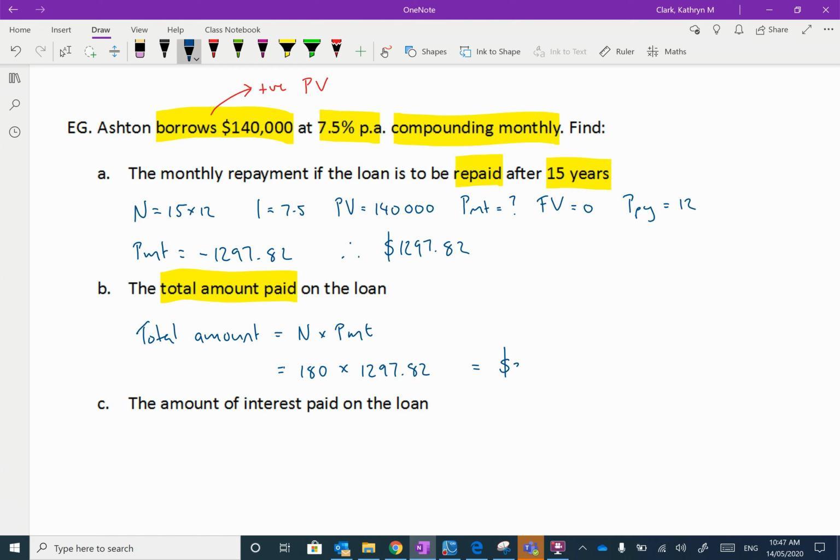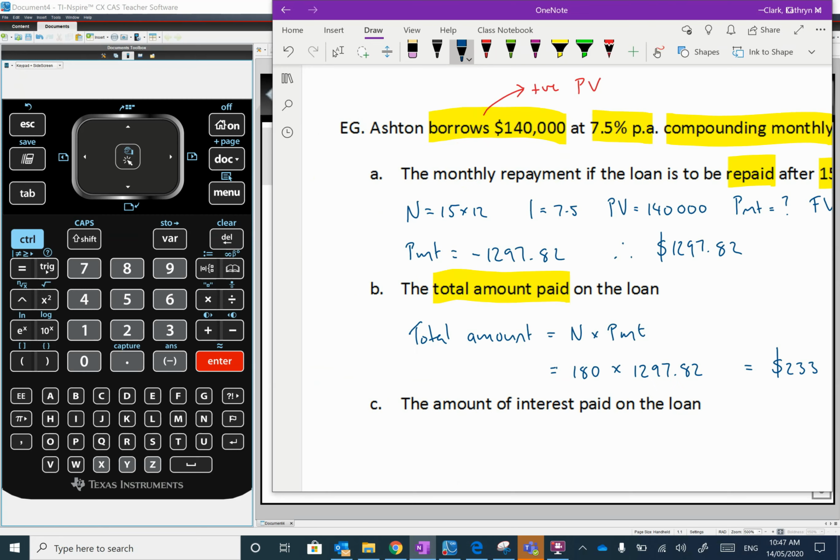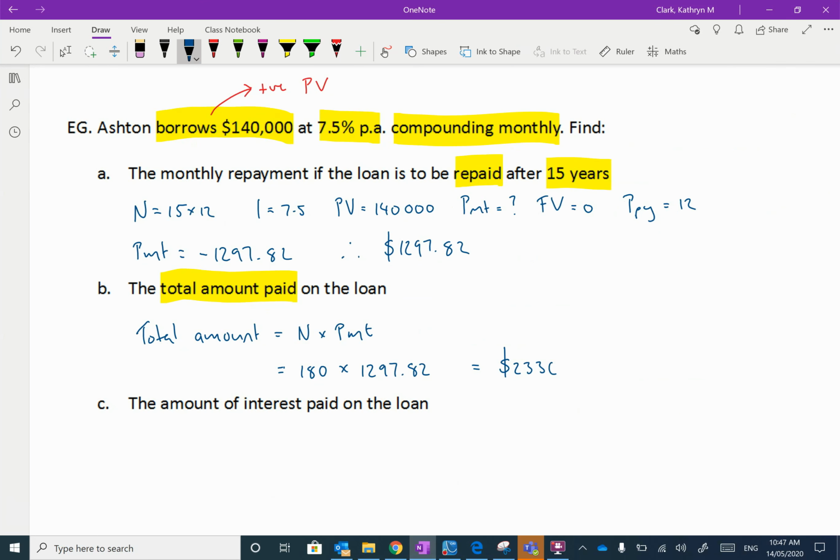So 233,607.6. Stop doing that. 60 because it's money. So for a loan that only cost me 140,000, it's cost me $233,607.60 to pay it off.